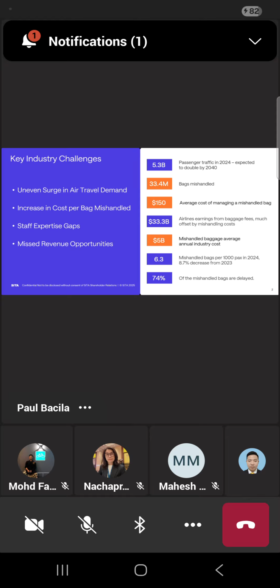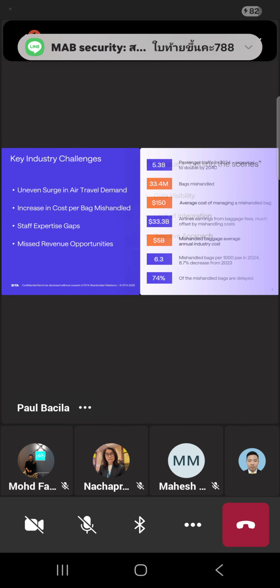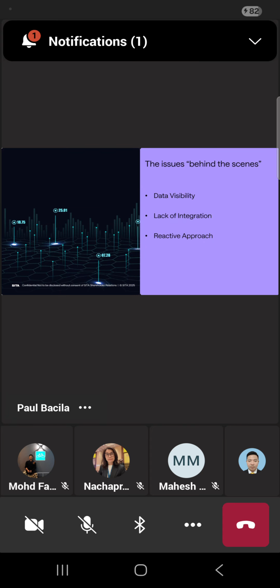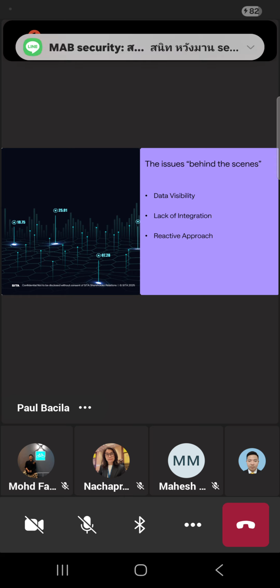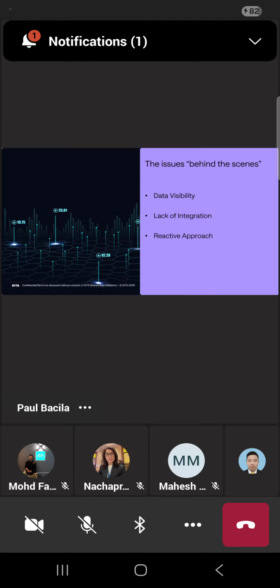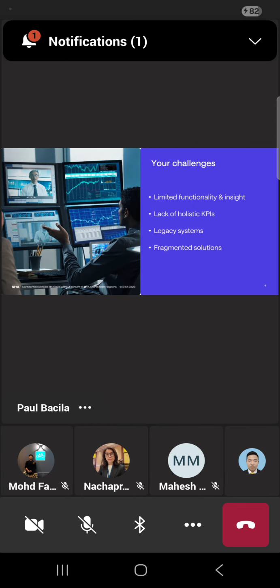With that in mind, and given that here at SITA we have access to the data, we try to address these issues behind the scenes, provide more visibility, integrate multiple data sources, and shift this mindset from a reactive to a proactive approach. This is the problem statement, and we aim to address the challenges which we see across our customers.